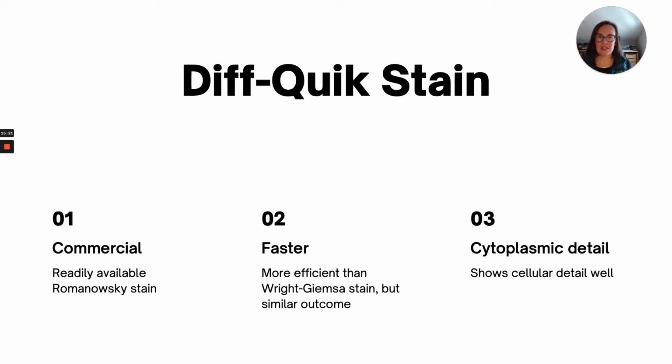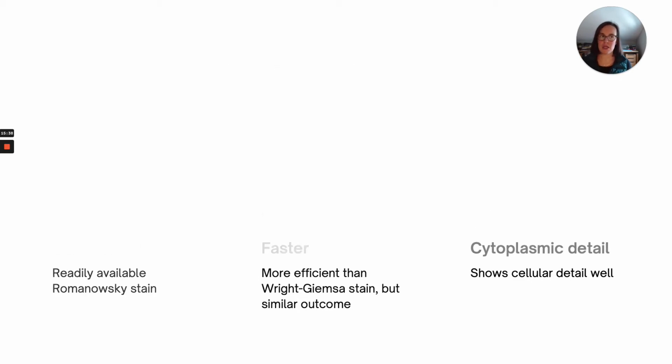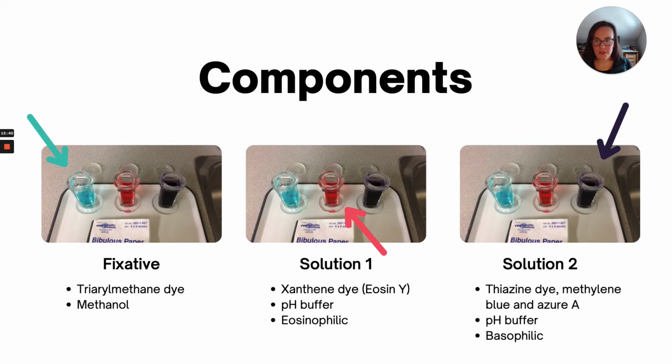And the Diff-Quik stain definitely highlights a lot of the cytoplasmic details. So basically what we're looking for is the cellular detail, the nuclear stranding, just highlighting cells. So basically what we're looking for is exactly what Diff-Quik can give us. So this is the stain you're going to be using. And there are three components.